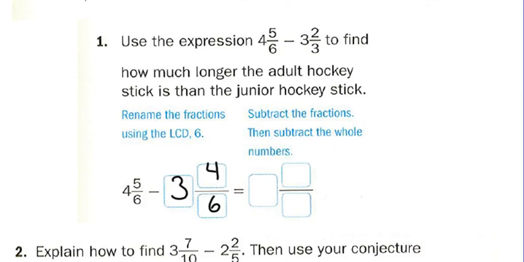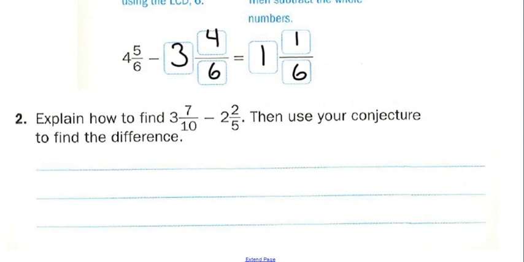So then we're going to subtract the fractions and subtract the whole numbers. So we'll start out with the fractions. We got 5/6 minus 4/6. Well, that gives me 1/6 remaining. And then we'll subtract our whole numbers, 4 minus 3. There's 1. So we end up with 1 and 1/6 of a foot.